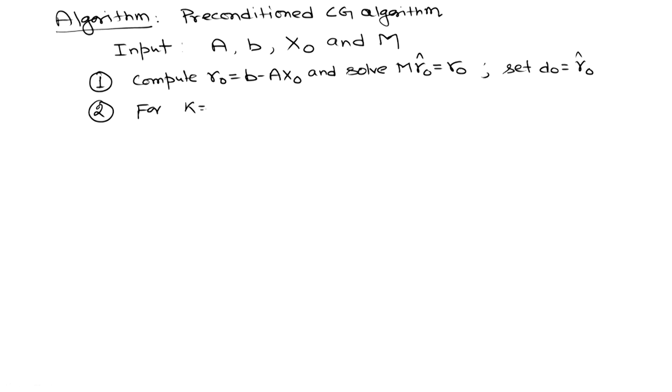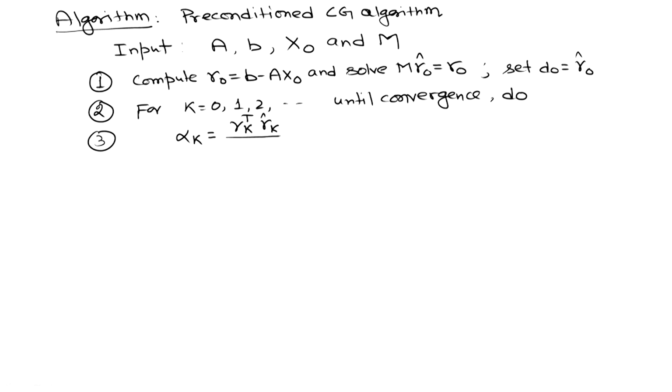Now, in the second step, for k equals 0, 1, 2 until convergence, do: find alpha k, which is r k transpose into r k cap. So, this is another change here. Earlier we were having r k transpose into r k. Now, what we are having is r k transpose into r k cap upon d k transpose A d k.